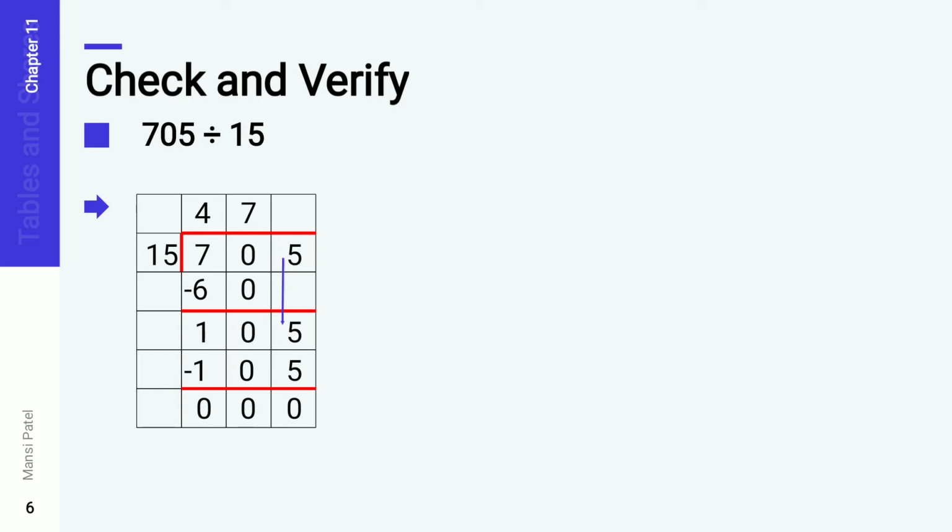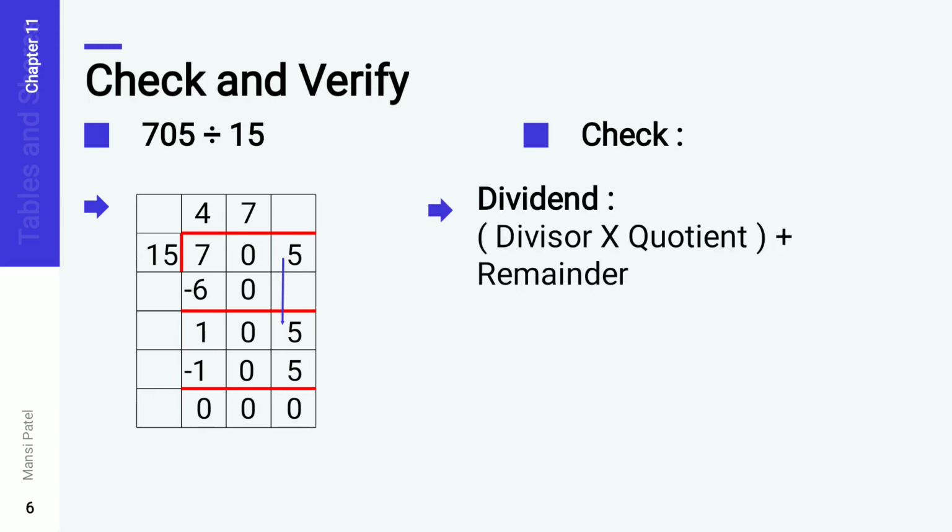Let us check whether our answer is correct or not. Write down the formula for checking and verifying the answer. What is the formula? Dividend is equal to divisor multiplied by quotient. In that multiplication you have to add the remainder. So your divisor is 15 multiplied by 47 plus 0. Now in your rough work you just do the multiplication of 15 and 47. So the multiplication of 15 and 47 is 705 plus 0.